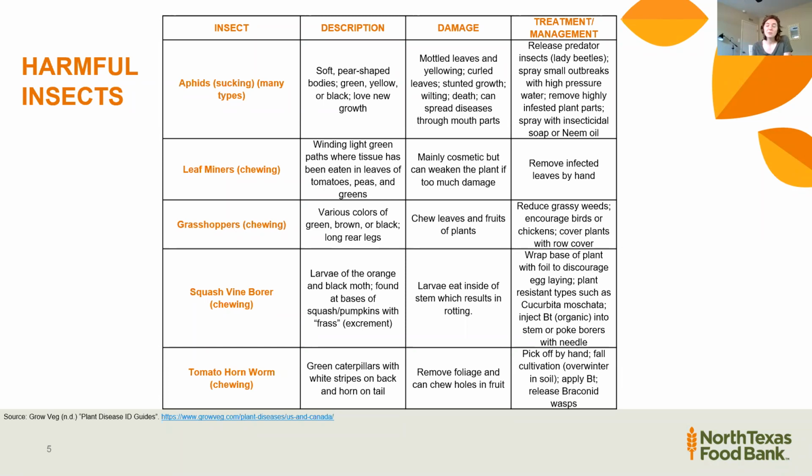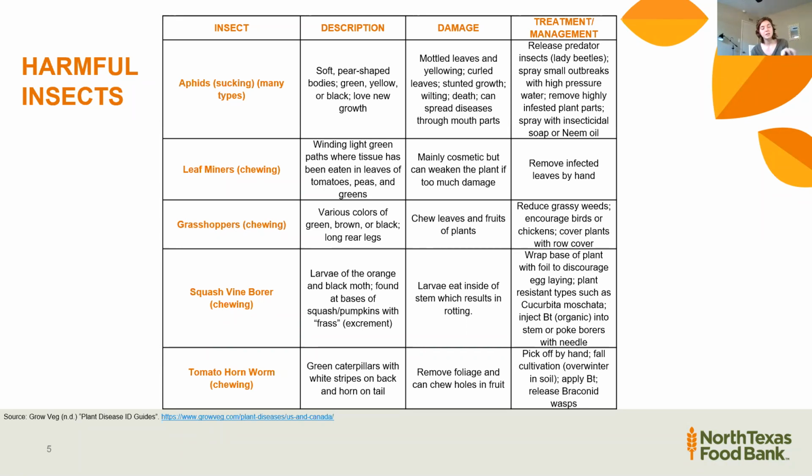They really love new growth and they love hiding on the underside of leaves. So if you think that you may have aphids, look on the underside of the leaf, and they also really like to congregate there. There's going to be a lot of them. And another point about aphids, they leave behind something called honeydew.